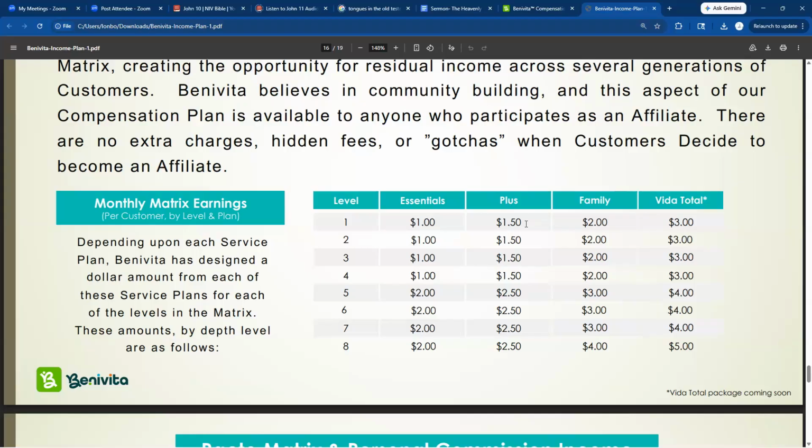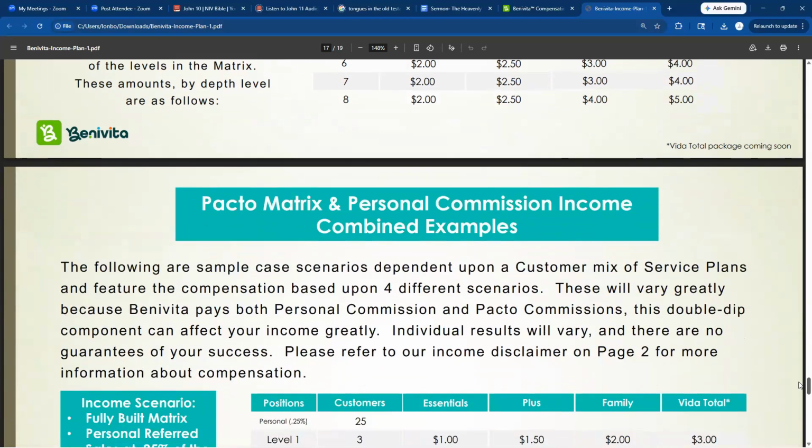And when you get to the plus membership, it's going to be $1.50 for 4 levels, and then $2.50 for the 5 through 8. And then when you get to the family plan, you're going to get $2 on 1 through 4, and then $3 on 6 and 7. And then the big bonus on level 8, $4, which is a lot if you look at it, right?